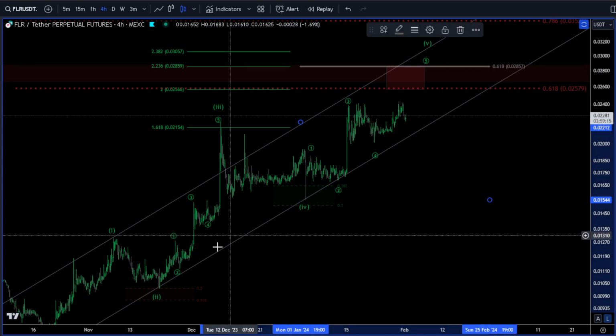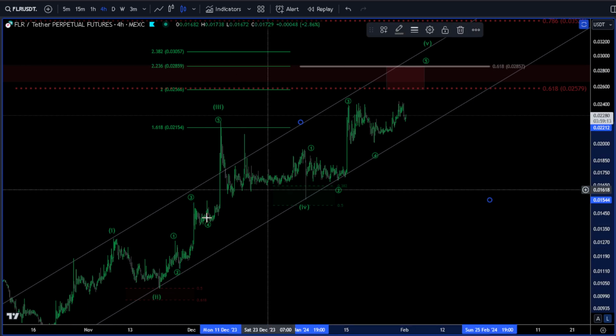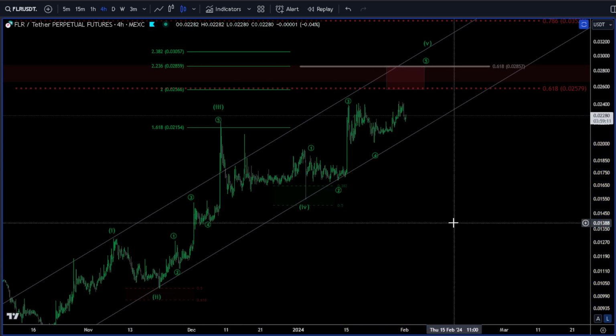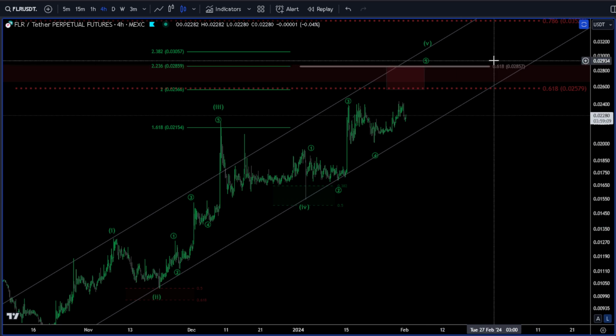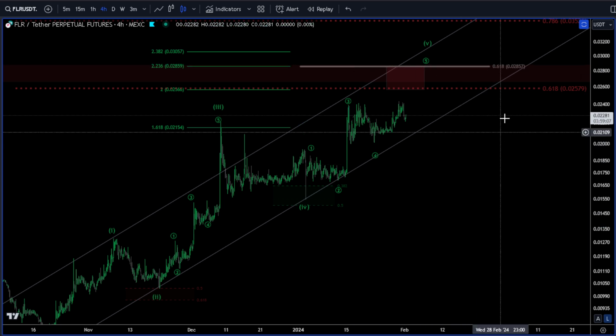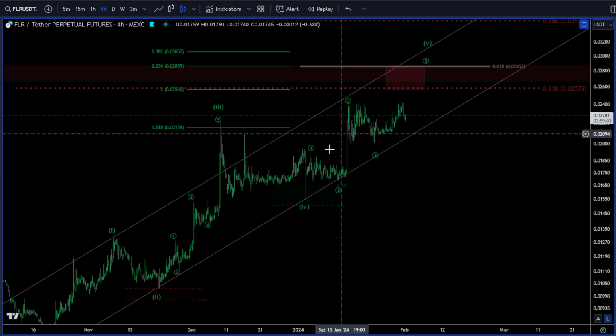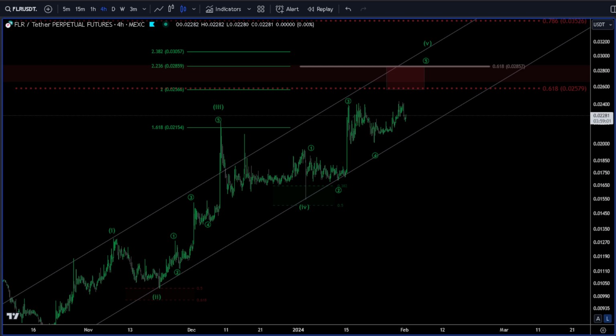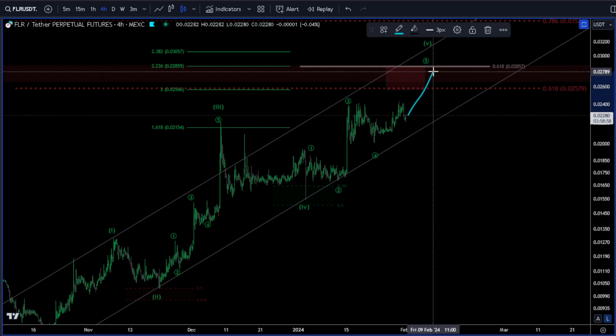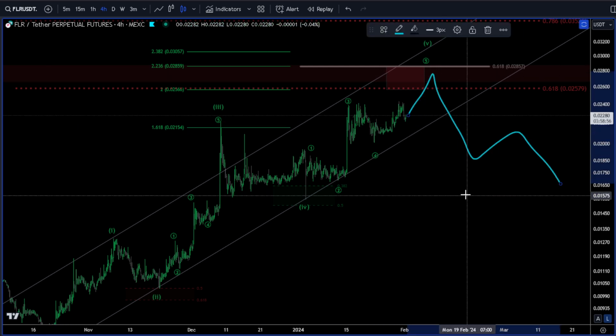Also lines up with the 618 extension of 1 through 3 off wave 4 at 2.857 cents. So there's a lot of confluence in that zone. Let's go down to the smaller time frames. Just realize how significant this area is for a pivot to the downside.